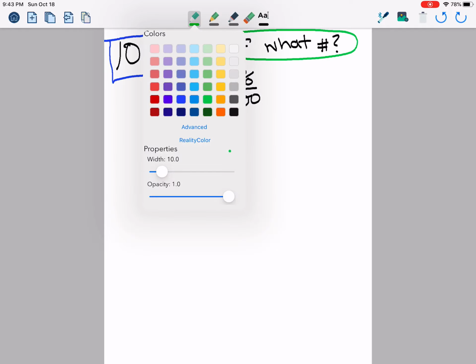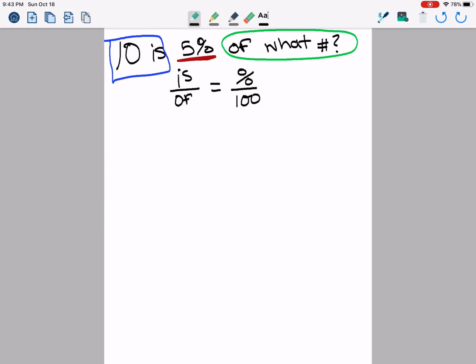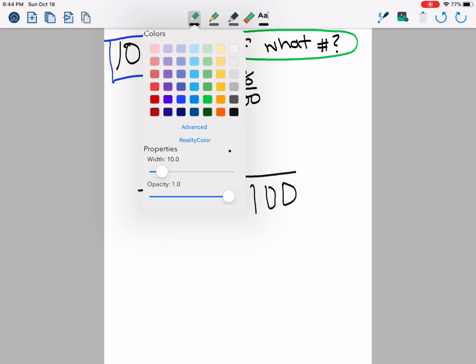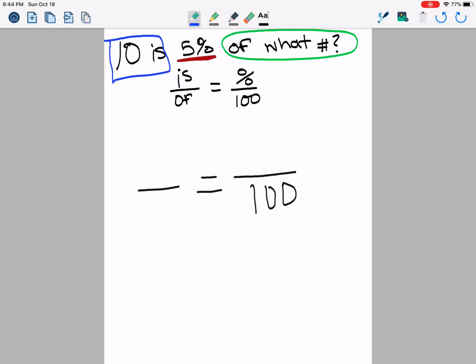So now I'm going to go ahead and set this up. And remember how I said 100 is going to stay the same? That's how it should always look every single time that you set it up. Okay, so now let's look at the first phrase. 10 is. What section is that going to go in? The is section in the numerator on the left side. 10 is. See how is right here? It's going to go right here.